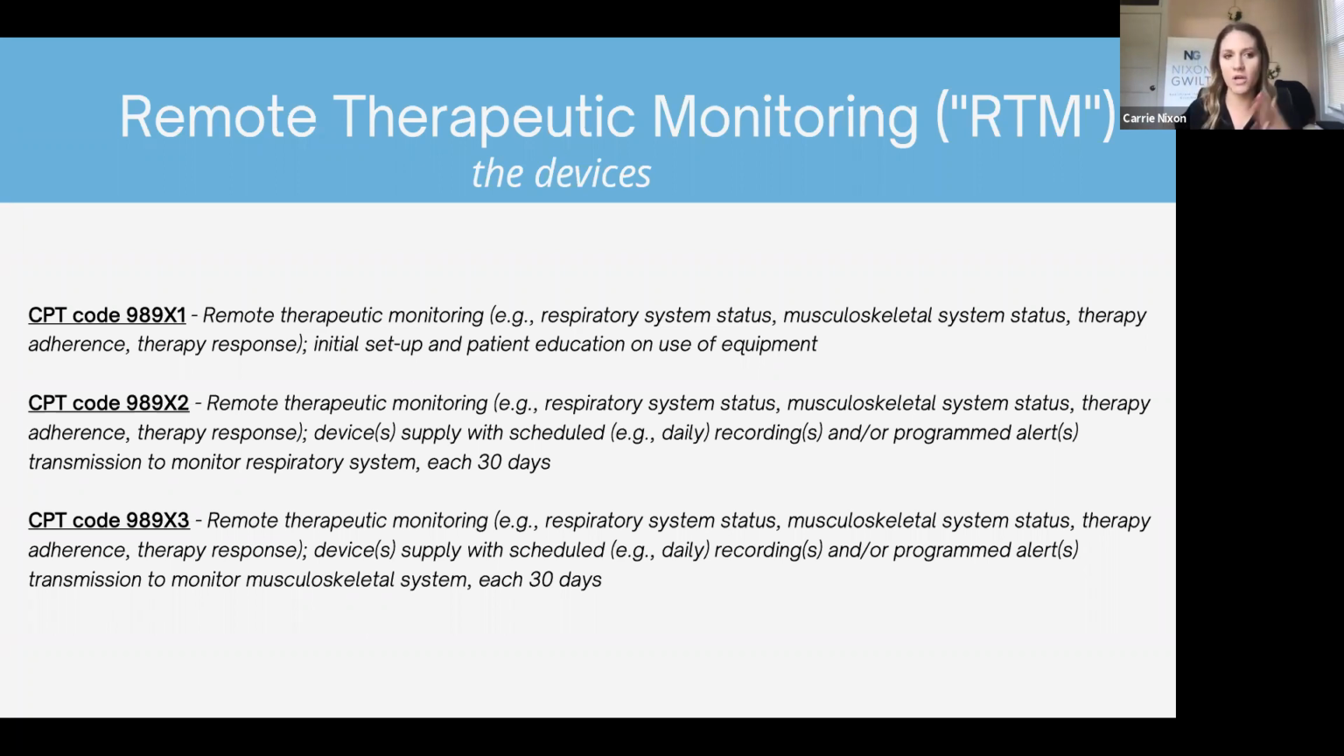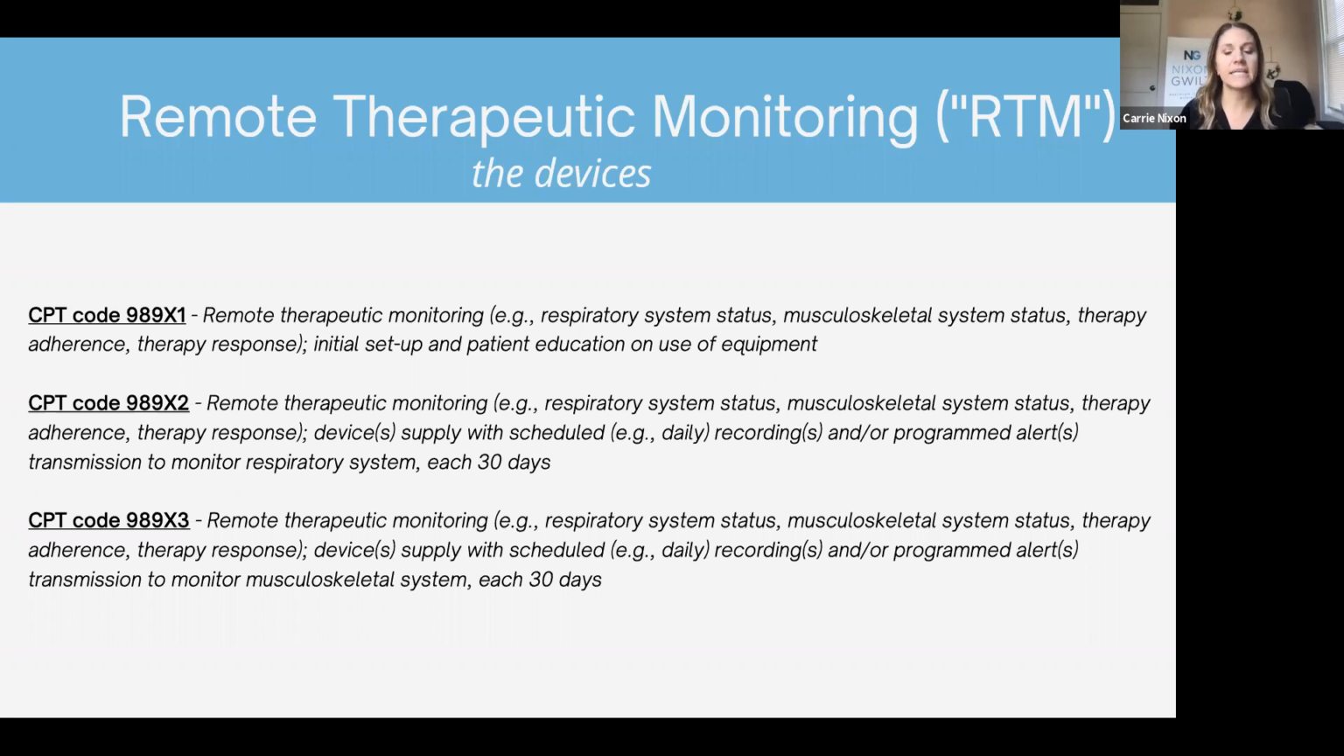989X1. In case you don't know, those X's will be replaced later on in the final rule with actual numbers, but for now, these are just placeholders. That's why they have the X in there. So again, that's the 989X1, which is the proposed code for the setup and patient education on the use of the RTM devices. Then there are actually 2 codes here for supply of the devices to patients.